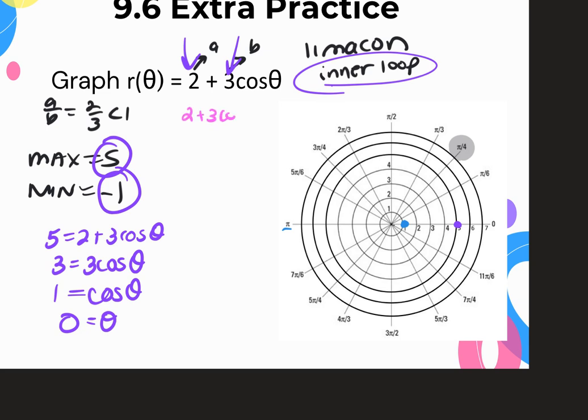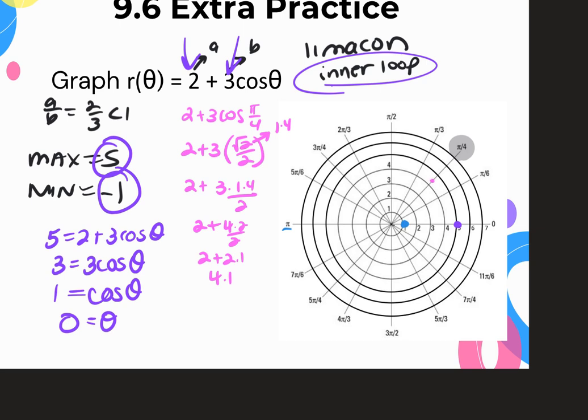2 plus 3 cosine pi over 4. What is the cosine at pi over 4? Square root 2 over 2. And then we said we're going to approximate root 2 to be 1.4. So 2 plus 3 times 1.4 over 2 is 2 plus 4.2 over 2. 2 plus 2.1, which is 4.1. They are not all going to be pretty even numbers, okay? So that would tell me at pi over 4, it's 4.1.